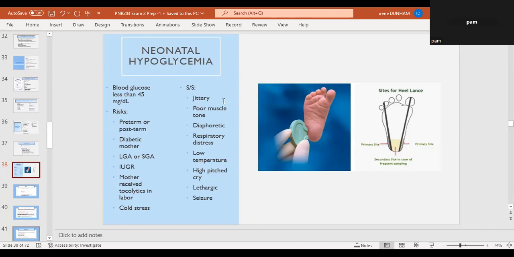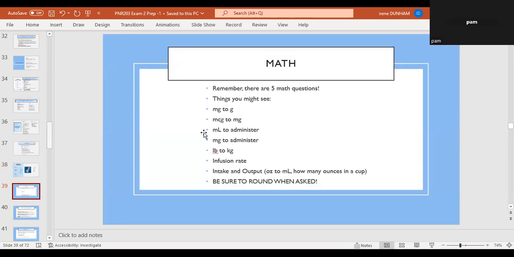Okay. And the signs and symptoms would be jittery, poor muscle tone. They get diaphoretic. They can have the big one, respiratory distress. They have a low temperature. Like I said, you don't want to cold stress them out. And a lot of times a high-pitched cry, they can be lethargic on you, and they can even have a seizure from hypoglycemia. So you don't want that to happen. So you're going to test that baby's blood glucose, especially when you test it and it's less than 45 milligrams per deciliter, then you better initiate things to do.